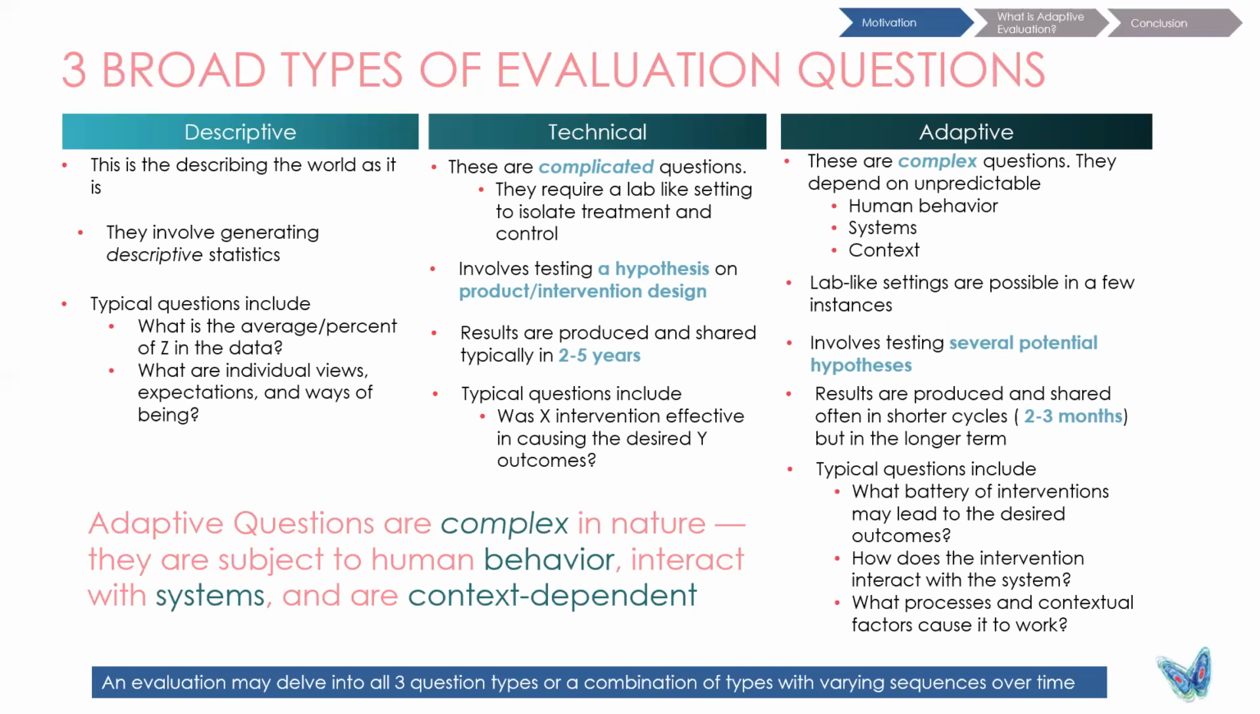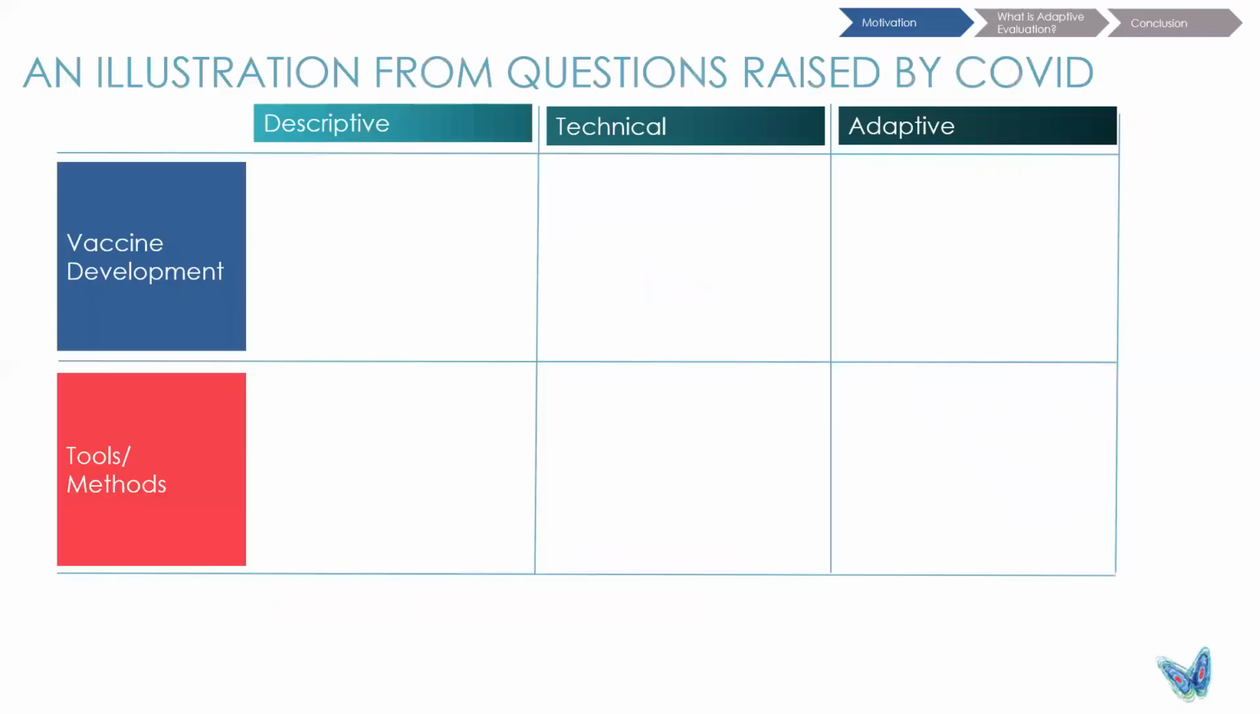So you can imagine an evaluation starting with a descriptive question, describing the world as it is, then moving to a technical question, and then moving into the more adaptive space that is more complex. But you can also imagine starting with an adaptive question and then breaking it down, making it simpler, and moving to a more technical question over time. And finally, while we have tried to categorize all evaluation questions in three buckets, there's of course some nuance and some overlap.